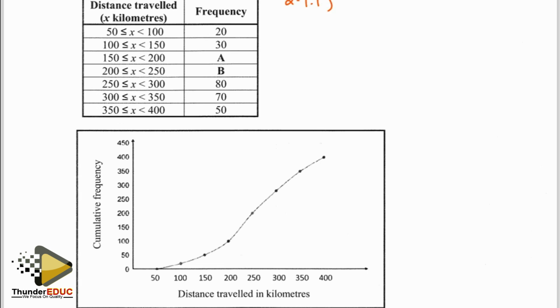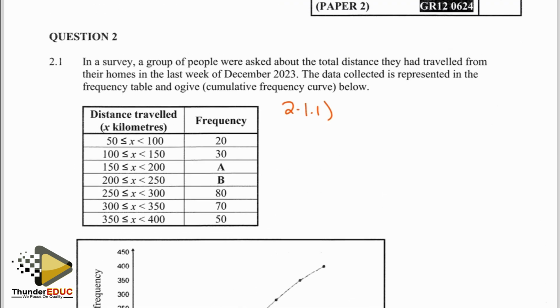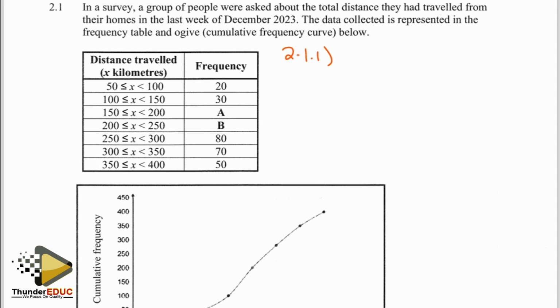How many people participated in the survey? The question didn't tell us. But when I look at the cumulative frequency, the total distance traveled, the last cumulative was 400. If I look at the question paper, it's 400, and this 400 is plotted against the 400. So remember, with the cumulative frequency, the last cumulative that you have will represent the total number of people. So I'm going to say that's 400.